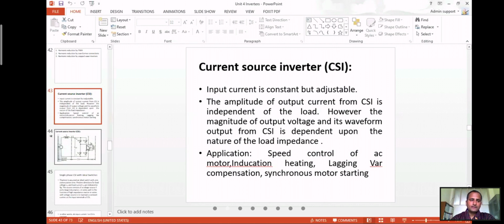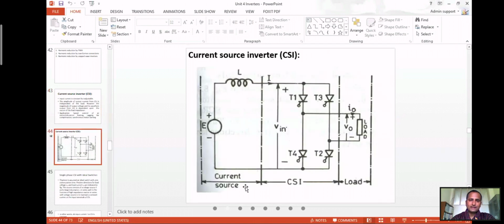Now this is an ideal CSI, current source inverter. The first portion is a current source: you have input E and a large inductance. The function of this inductance is to have a constant input current. This CSI contains 4 thyristors. T1 and T2 are fired together, and alternatively in the other half T3 and T4 are fired. The load can be a resistive load or an RL load, depending on the type of load.